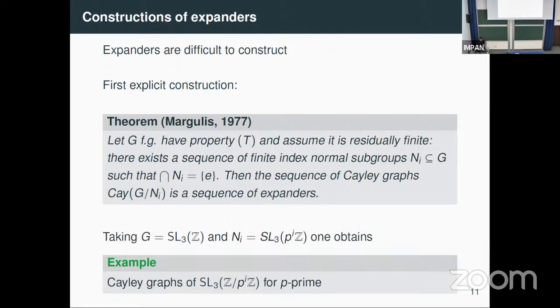Okay, so if you want an explicit example, you take SL3(Z) and you take the subgroups SL3(pZ), where p is a prime, and the Cayley graphs of the quotients. These are just matrix groups. So these are your explicit examples of expanders.